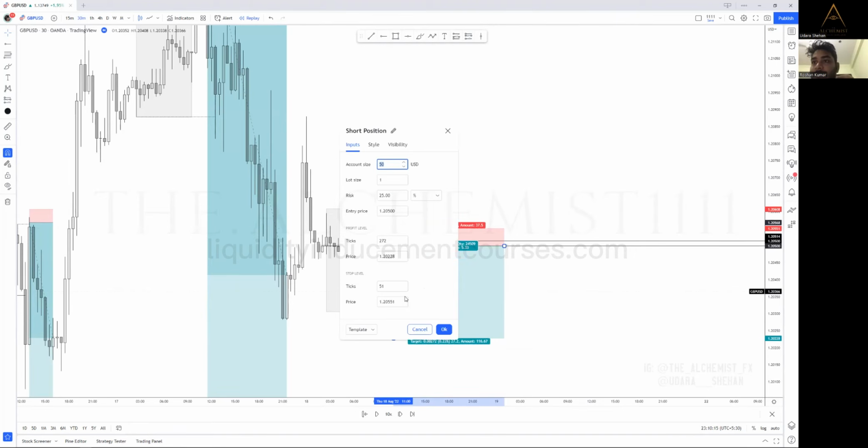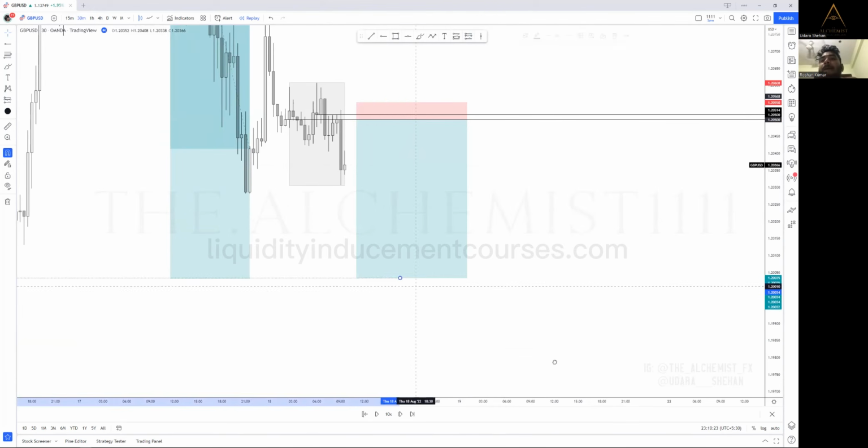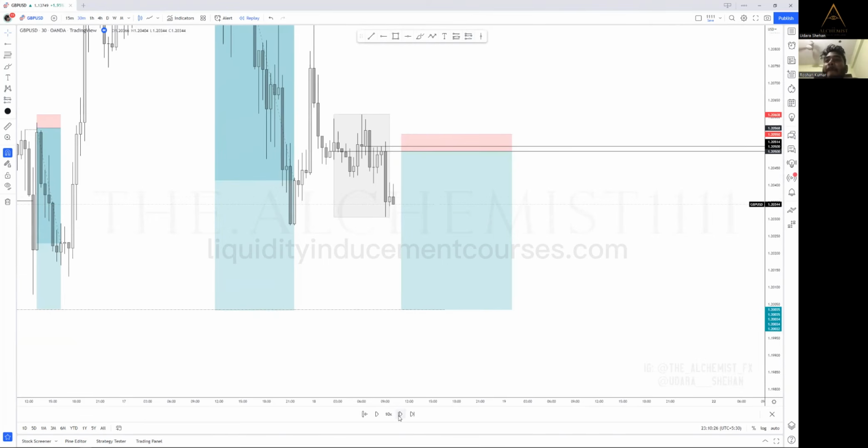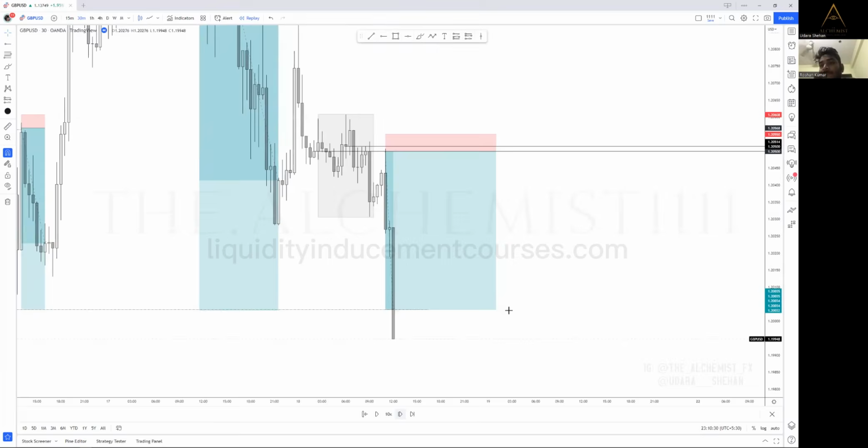So even if it taps into the top one, I'm still safe, right? And where do I target? Since we're very close to the external range liquidity, we target that. Oh, this was a break even too. Let me show you. Look at this. Look at that. Taps. Done. Did you see the setup?